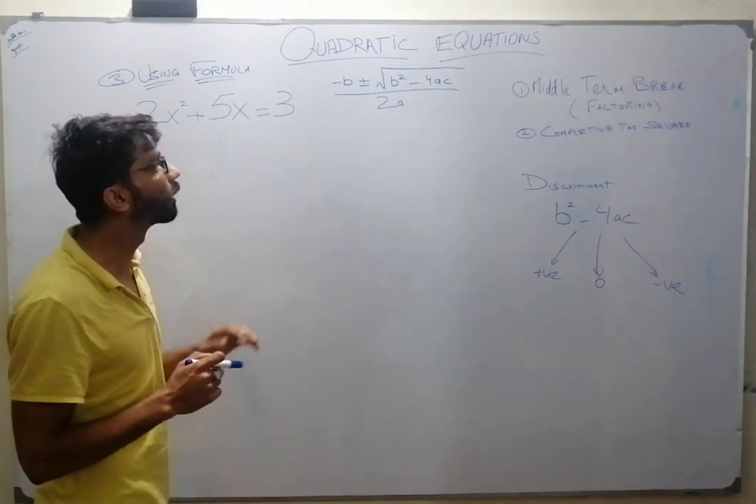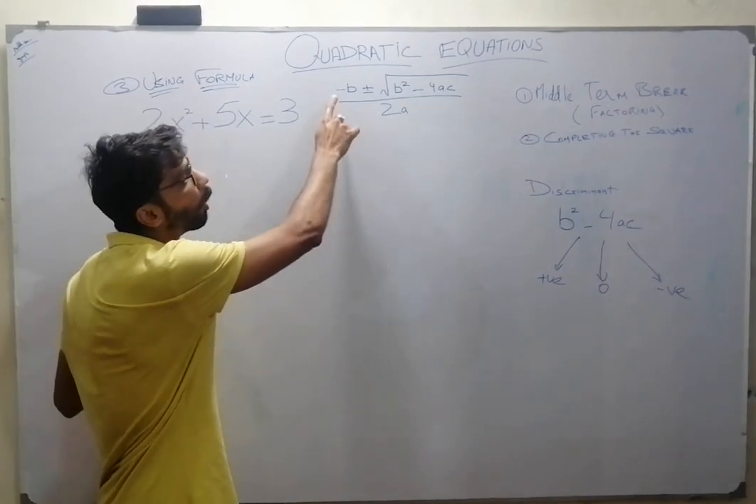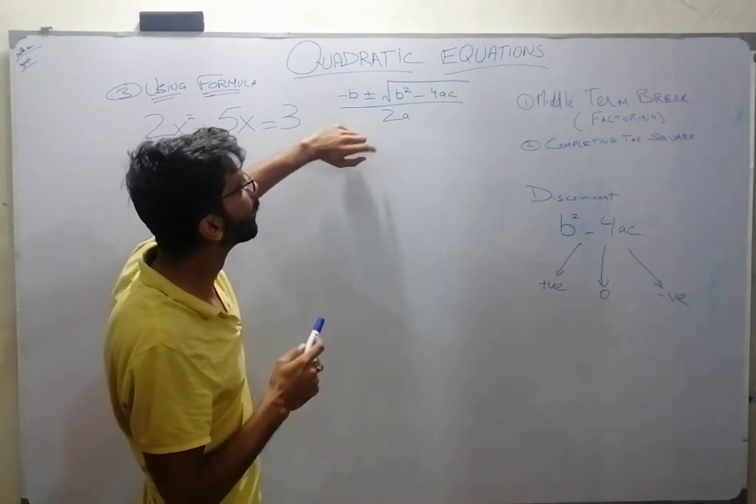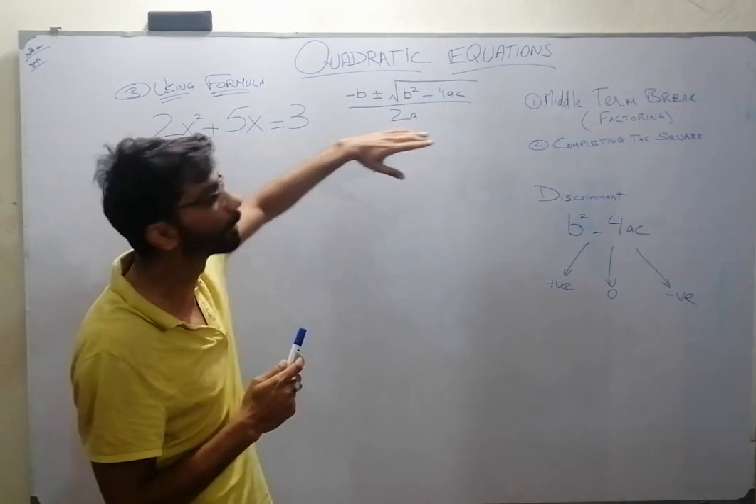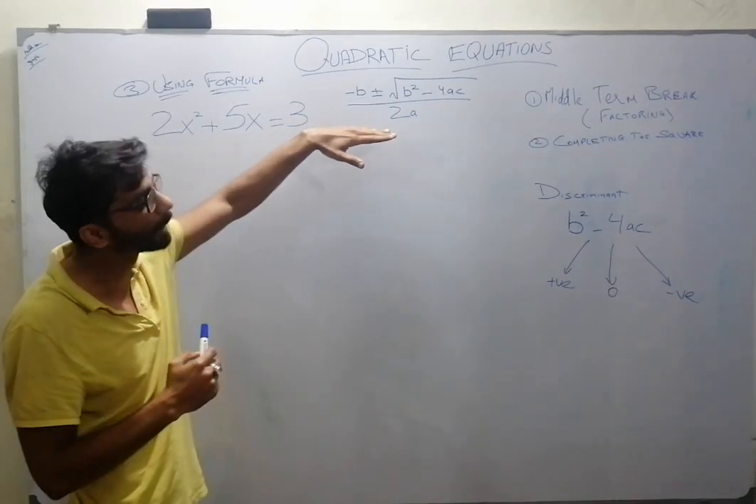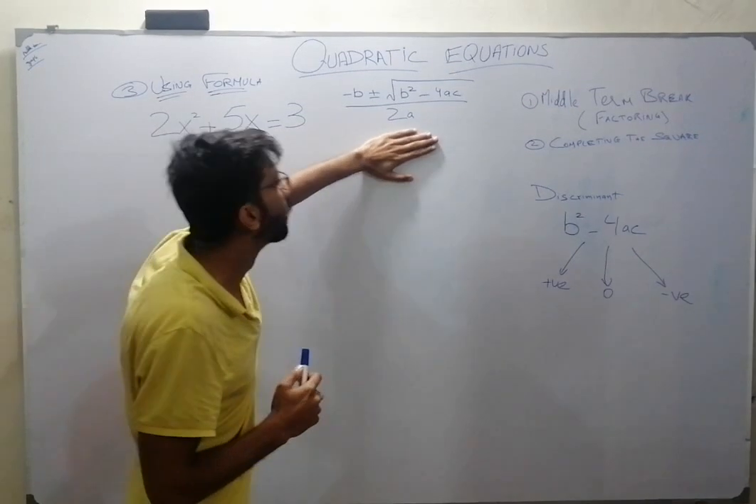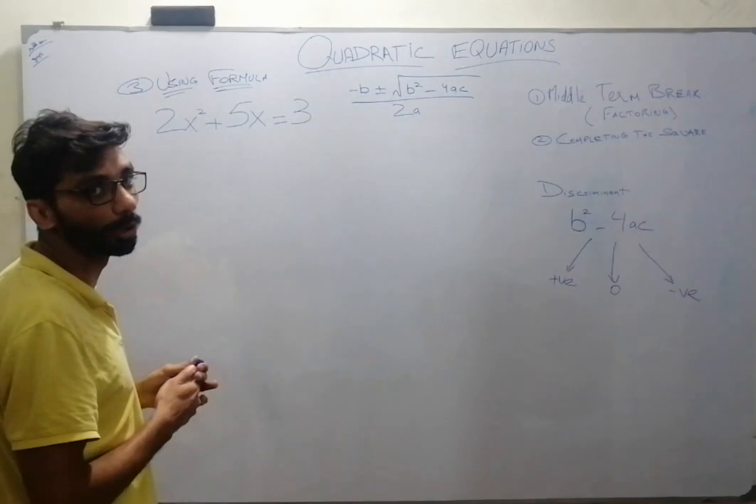Now you need to keep two things in mind while solving this formula. Always use negative sign before b, and secondly this 2a is not below b square minus 4ac. This is below the whole expression, that is minus b plus minus under root b square minus 4ac. Make sure that you don't make this mistake while you're solving your questions.